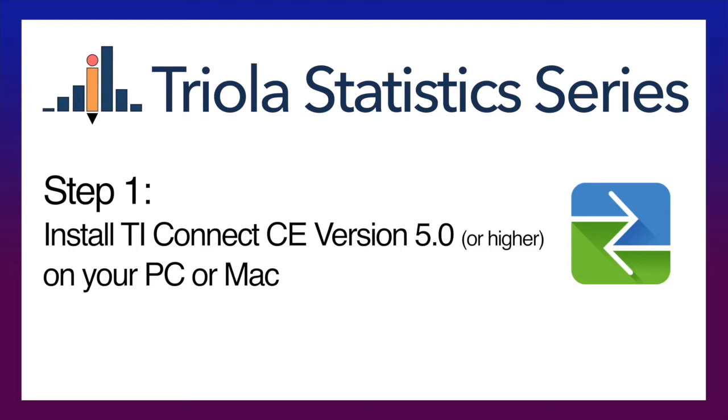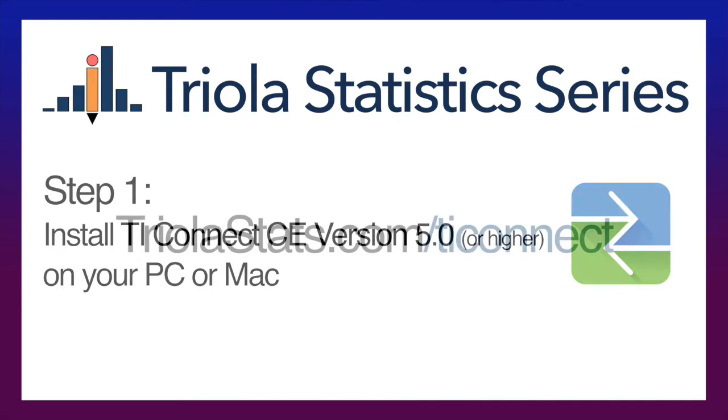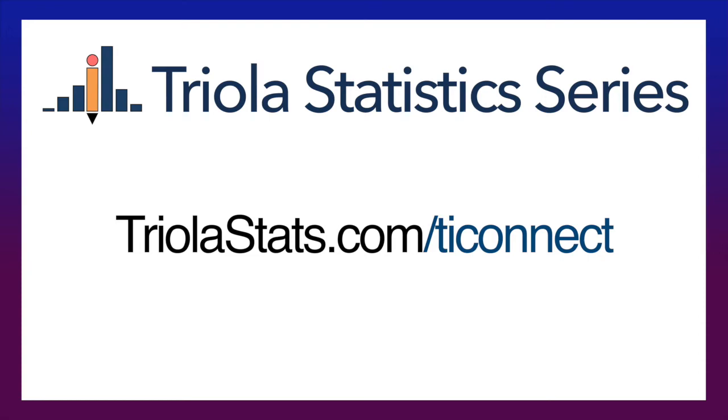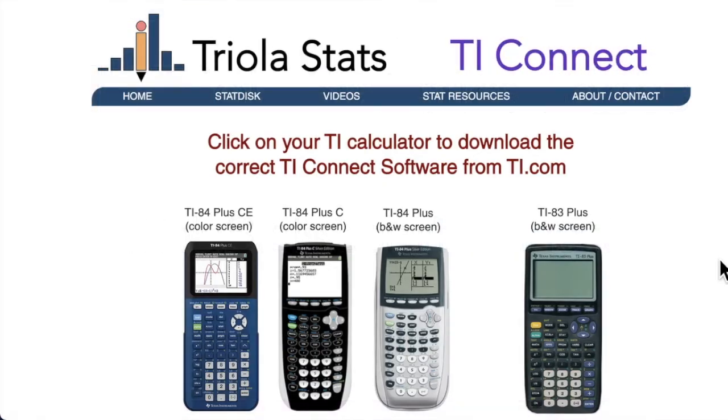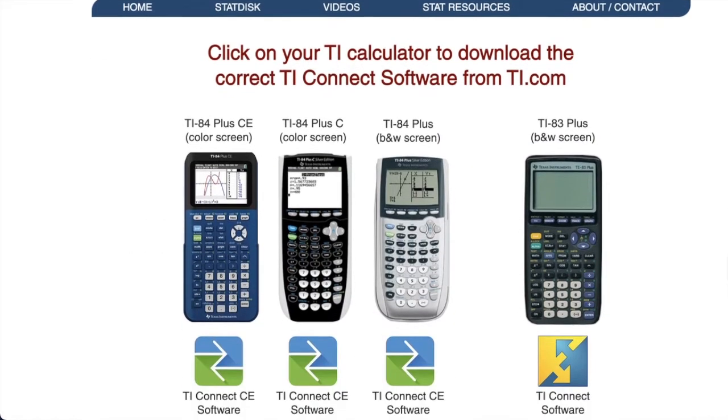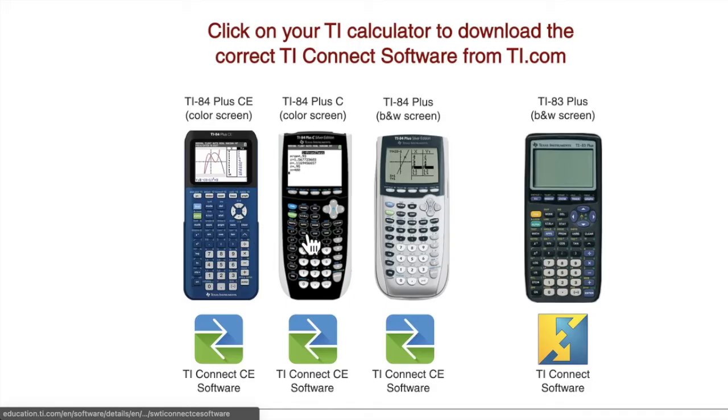First, the TI Connect CE software version 5.0 or higher must be installed on your PC or Mac. This program is used to transfer files from your computer to your TI-84 calculator. To download the TI Connect CE software, visit our webpage triolastats.com/TI-Connect. Once there, simply click on your TI-84 Plus calculator model to be taken to the correct TI Connect CE software download page on the Texas Instruments website.